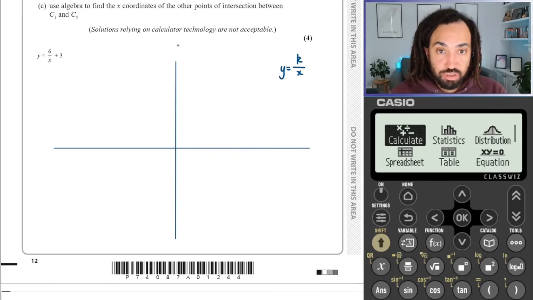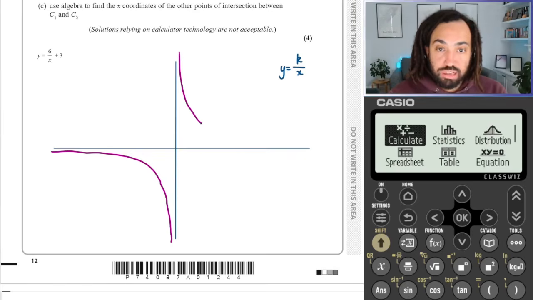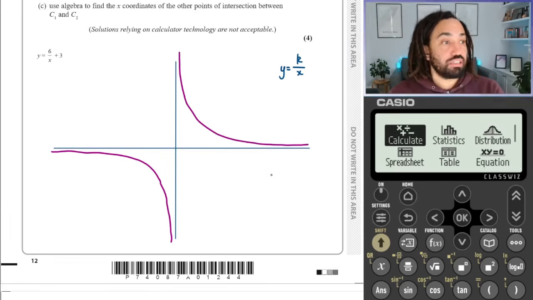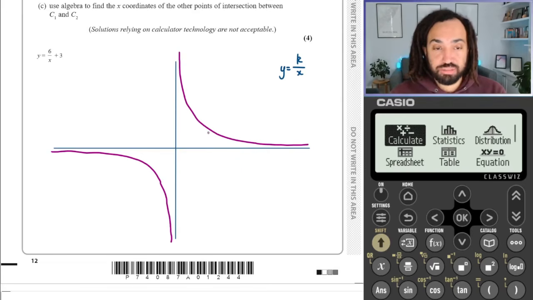So a reciprocal graph is going to start over here, it's going to hug the axes, and it's going to bend around and then hug this axis here, and then it's going to carry on up here, it's going to bend around, and it's going to hug this axis down here like that. Pretty good. I'm really happy with that actually. That is a pretty good reciprocal graph, as good as you can do on a pad like this.